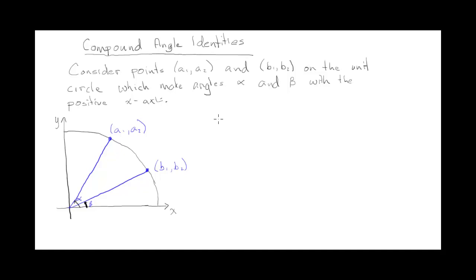What we mean by compound angle is when you add or subtract two angles. So we want to come up with an identity for the difference of alpha and beta. We're going to do the cosine identity first, just because that's the easier one to develop. So we want to come up with a rule for cosine of alpha minus beta, and that rule is going to involve cosine and sine of alpha and beta.